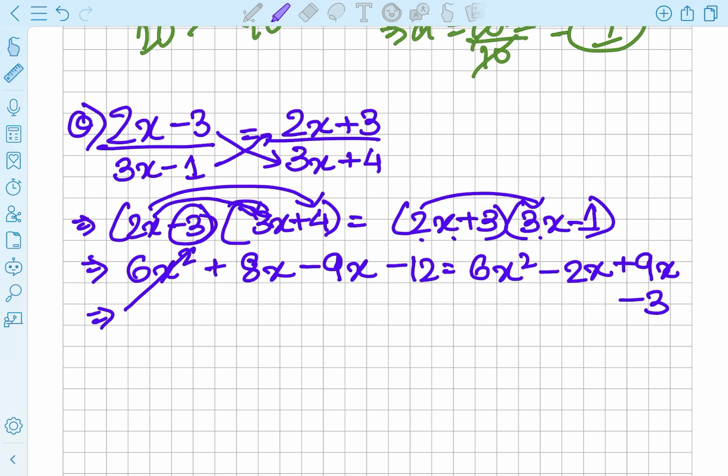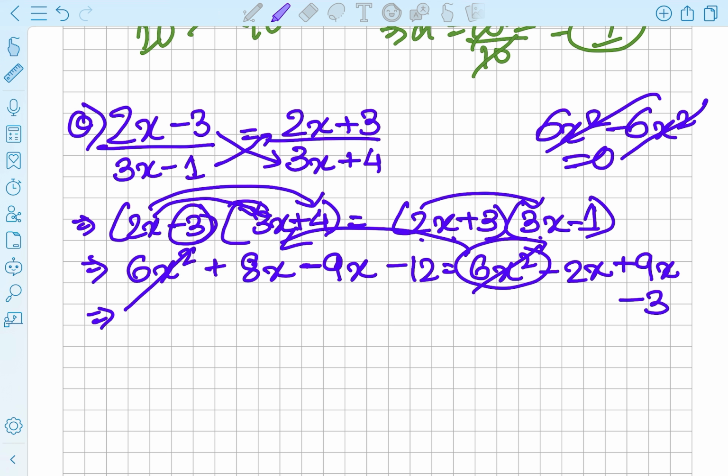Now you can say already 6x square will be cancelled, because anyway this 6x square brought here will be 6x square minus 6x square, which will otherwise be cancelled, right? So I have cancelled here only. Now you can see 8x minus 9x means minus x minus 12, and here we are having minus 2x plus 9x, which means 7x minus 3.